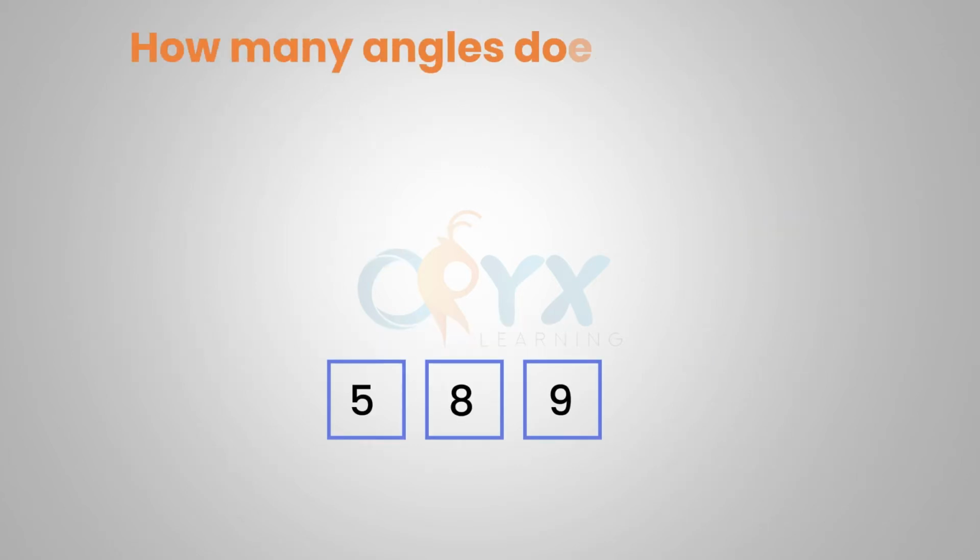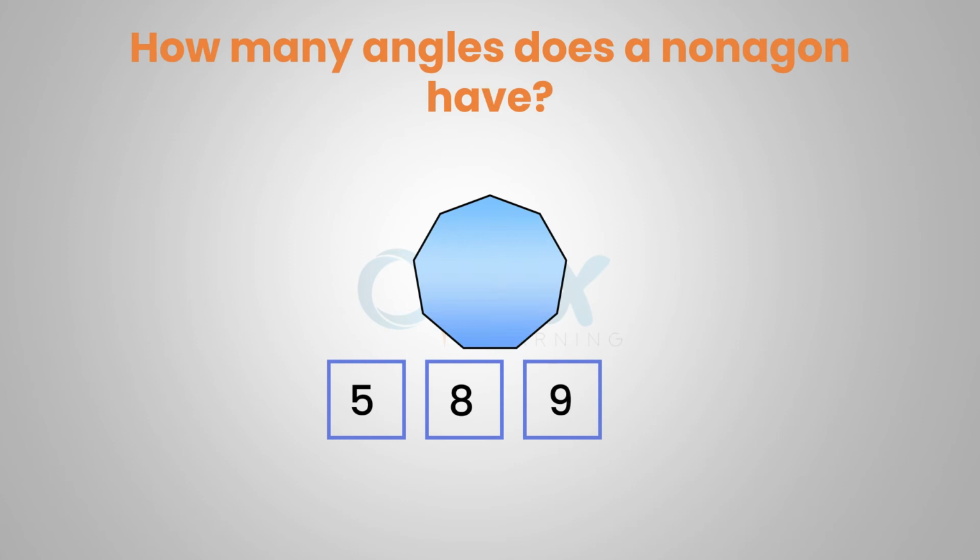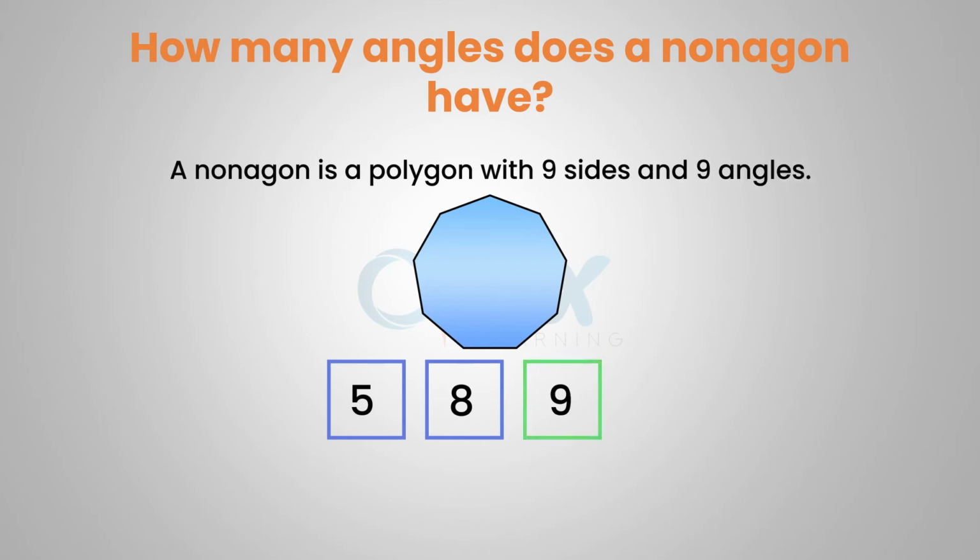How many angles does a nonagon have? Remember that a nonagon is a polygon with 9 sides and 9 angles.